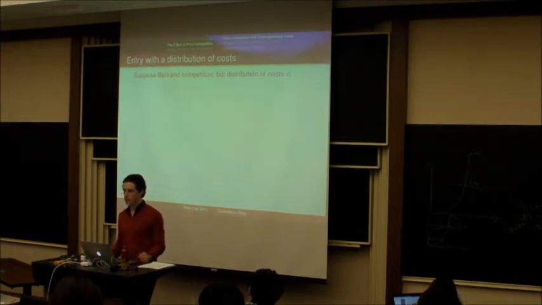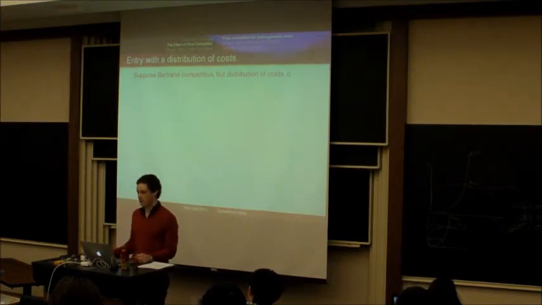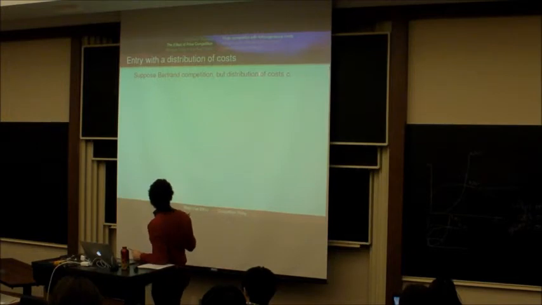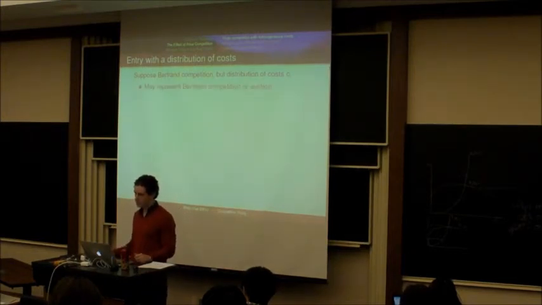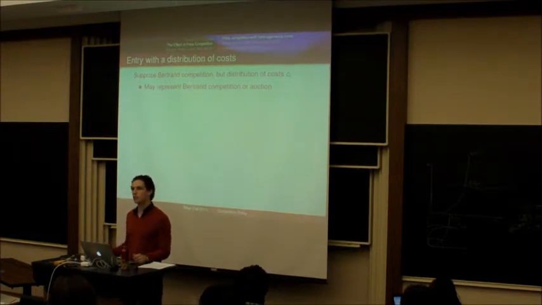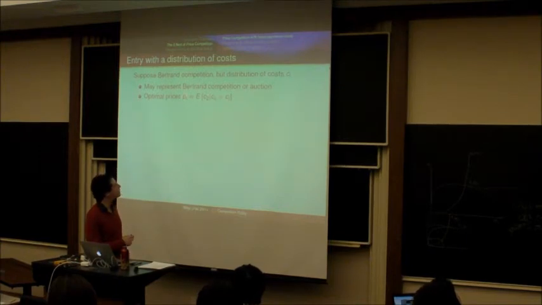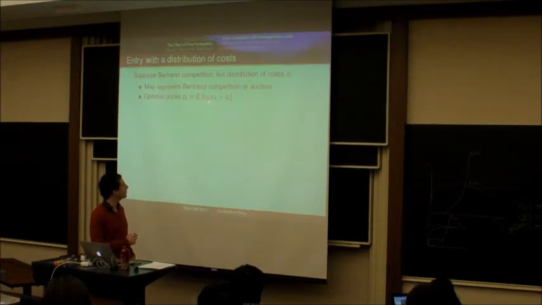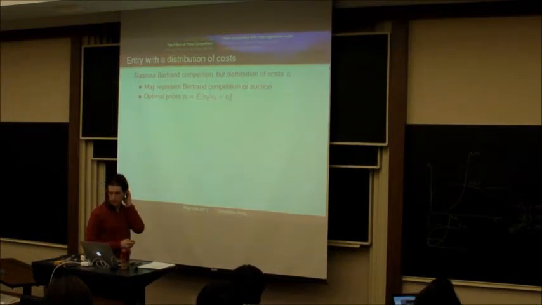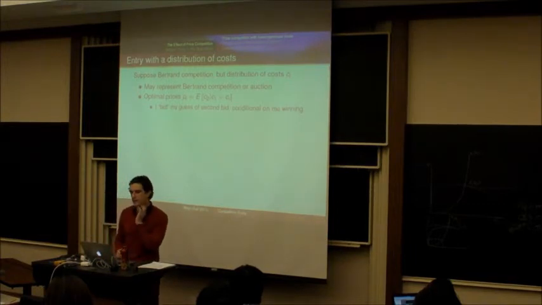Suppose that we have Bertrand competition, but firms have different costs. This is something we briefly considered in the other class. This could represent Bertrand competition, or it could represent an auction. We said that there's a very close similarity between Bertrand competition, where people have different privately known costs, and an auction. It's going to basically be optimal for firms to set their price to just beat their competitor. That is, they set it equal to their expectation of the costs of their closest competitor, conditional on them winning and being the lowest cost firm. So I basically bid my best guess of the second highest bid.